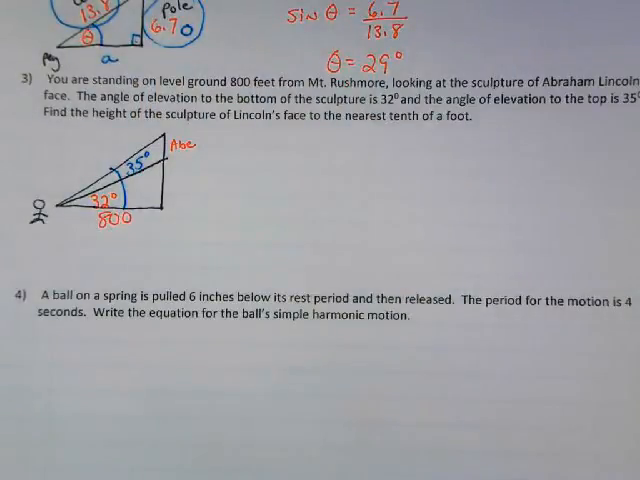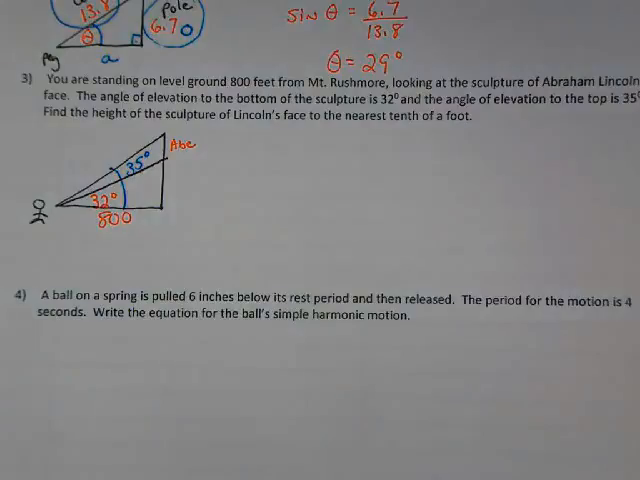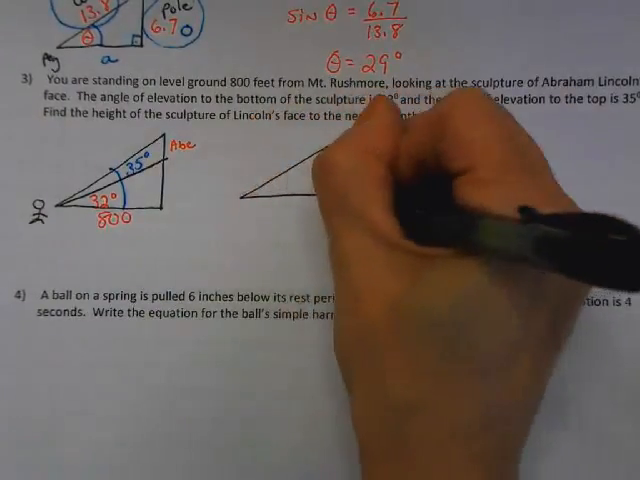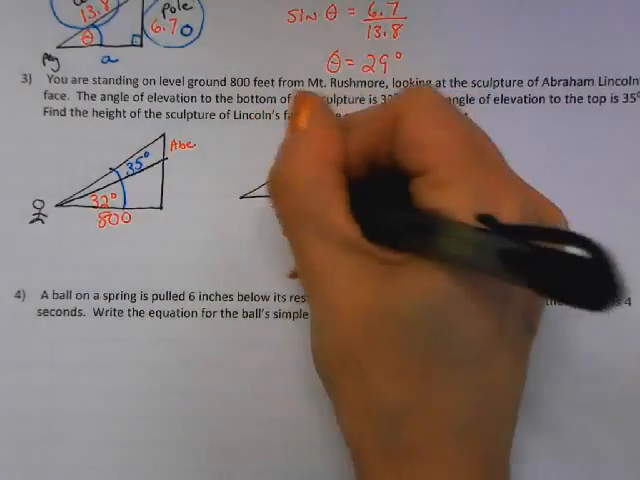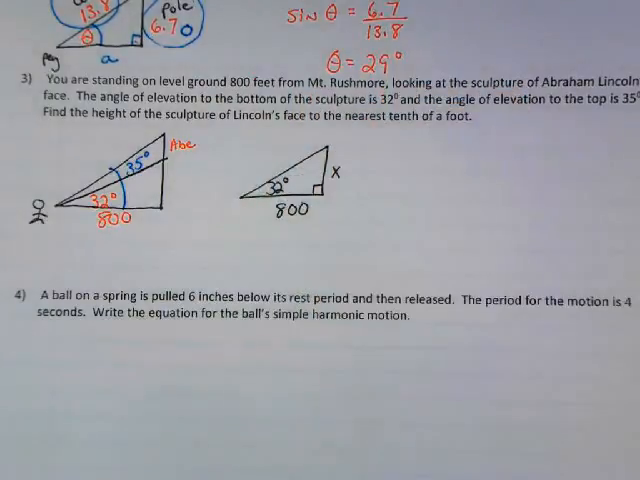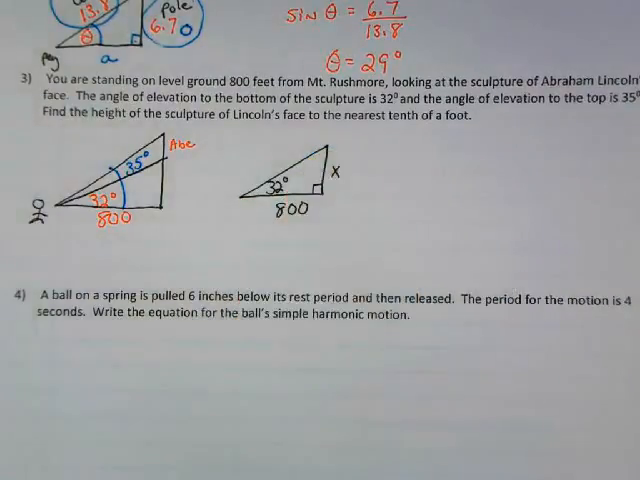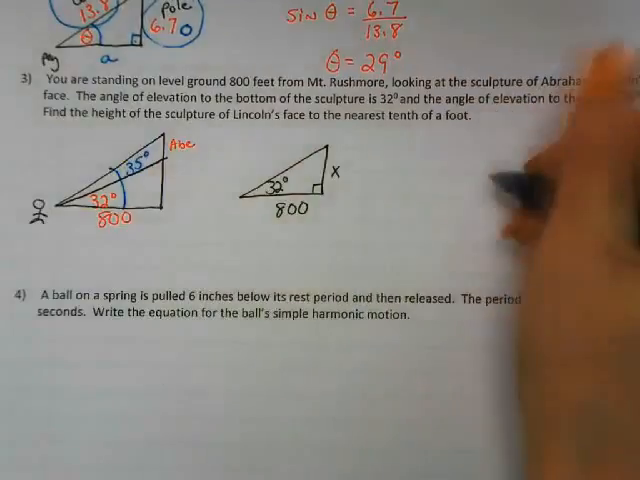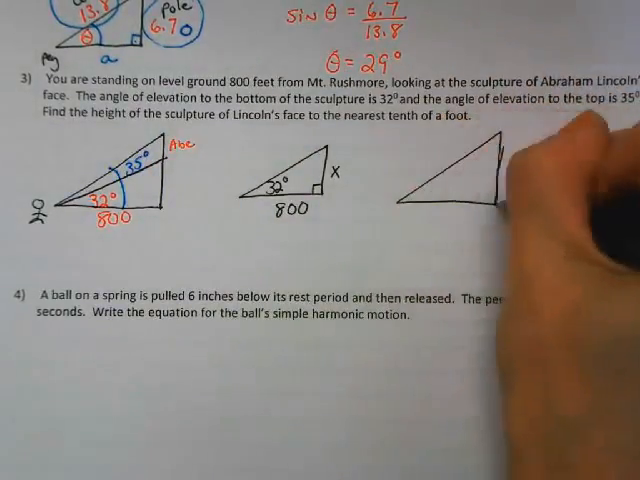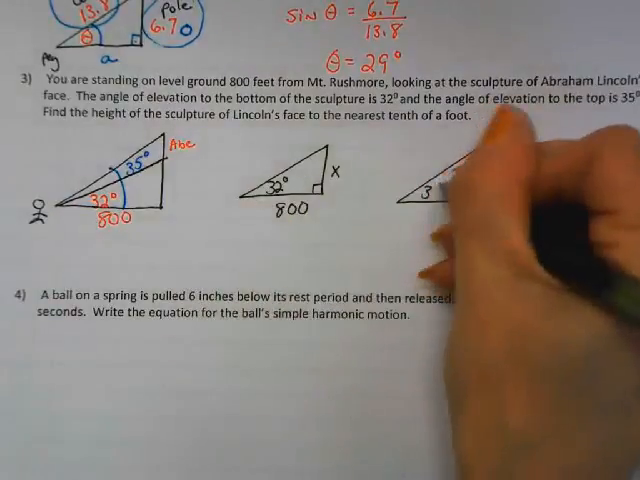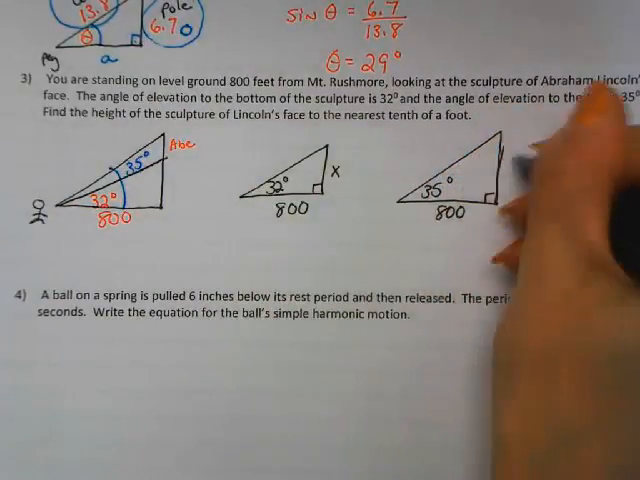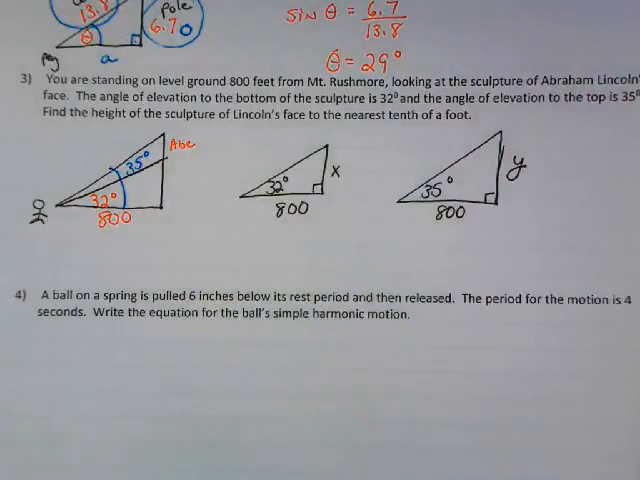So this picture looks awfully complicated to me. So what I'm going to recommend we do is go ahead and separate it into 2 triangles. Do you agree that you've got this first little triangle, that this is 800, this is 32, and I'm going to look for that height? And that would give me the height from the ground to the bottom of his face. Do you agree that you also have this bigger triangle? And that angle of elevation is 35 degrees. I'm still 800 feet away. And this would be to the top of his face.